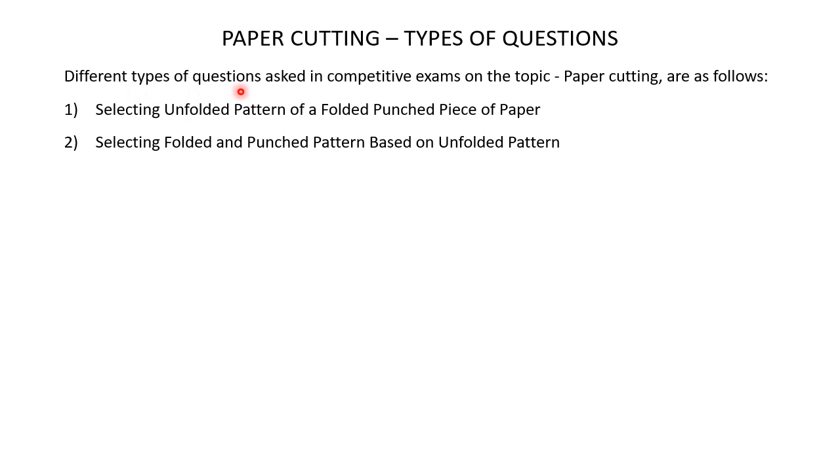The different types of questions asked in competitive exams on the topic paper cutting are as follows. Type 1 is selecting the unfolded pattern of a folded punched piece of paper. The second type is selecting the folded and punched pattern based on the unfolded pattern. Let's now learn more about these 2 types of questions.